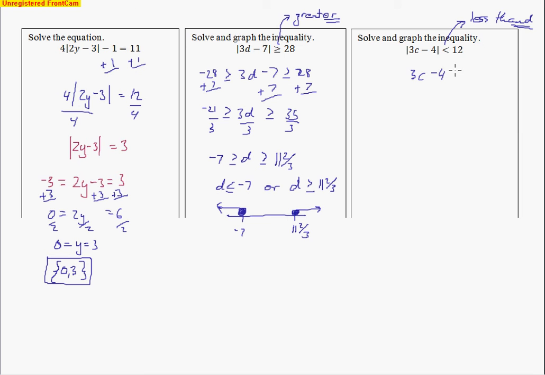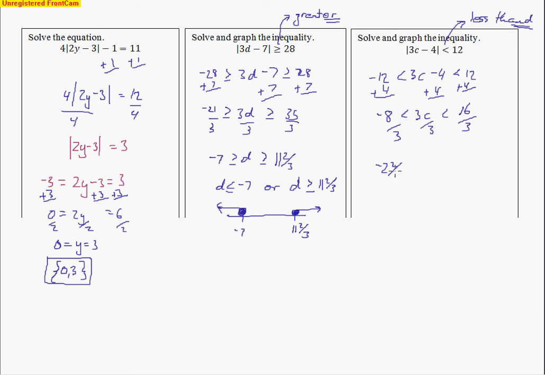3c minus 4 is less than 12, but greater than negative 12. So when you go ahead and add the 4 to all sides, we end up getting negative 8 is less than 3c, which is less than 16. So 3 is not going to go into either of these two numbers evenly, so I'll just write them as mixed numbers.